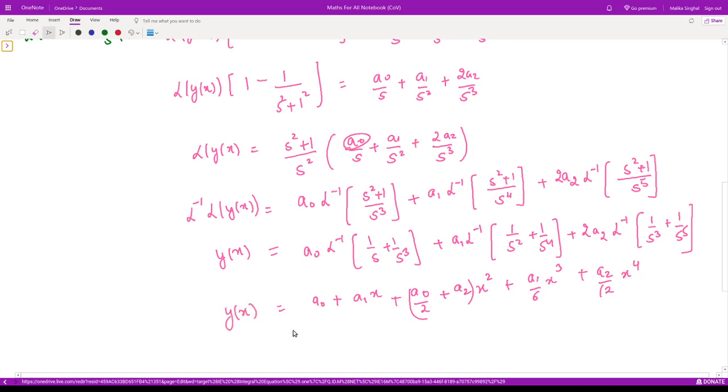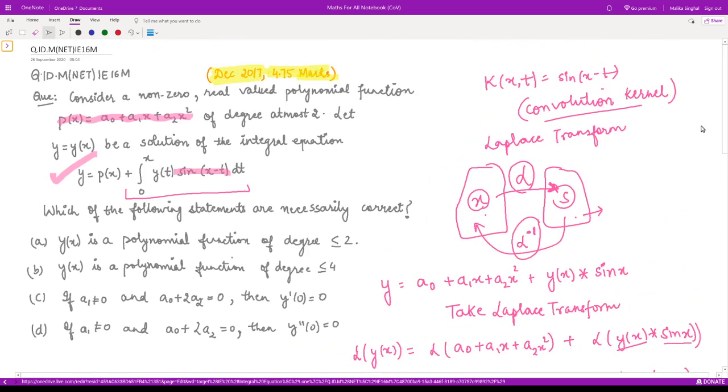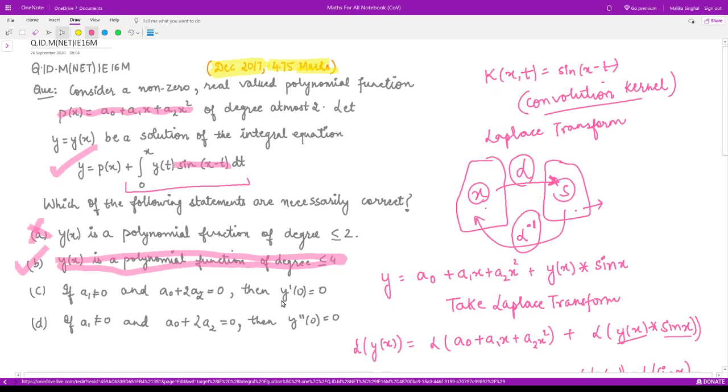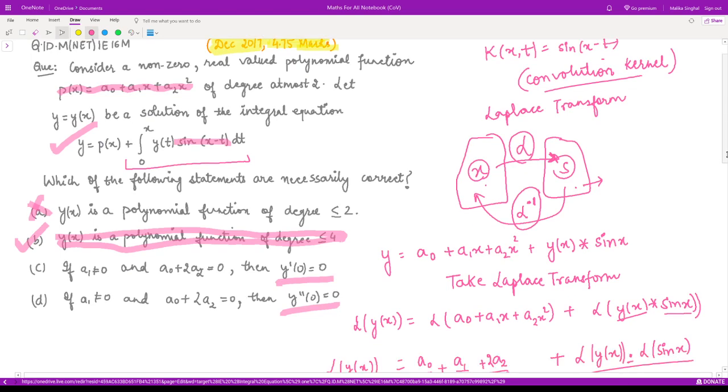Now see its degree. The y of x has a degree at most 4, right? So our option B is the correct option. So we are saying y of x is a polynomial function of degree less than or equal to 4. So option B is the correct option. Option A is wrong because the degree could be 3 also, the degree could be 4 also. So it is not less than or equal to 2, right? Moreover, they are asking about y dash of 0 and y double dash of 0. So let us calculate these two.